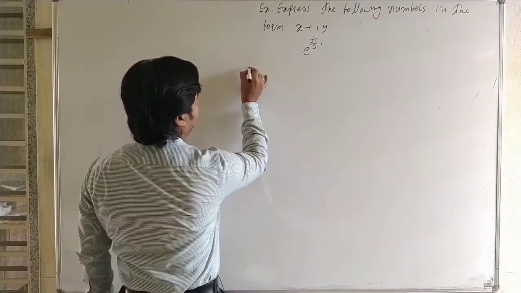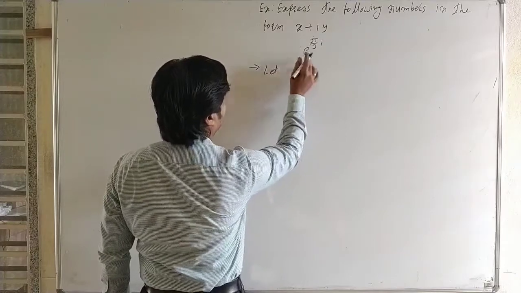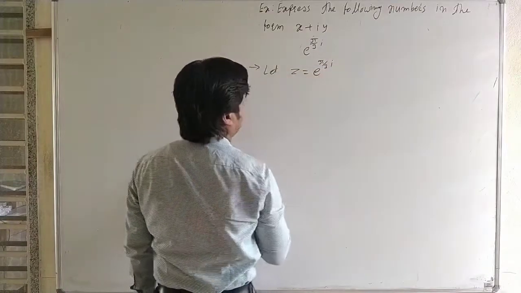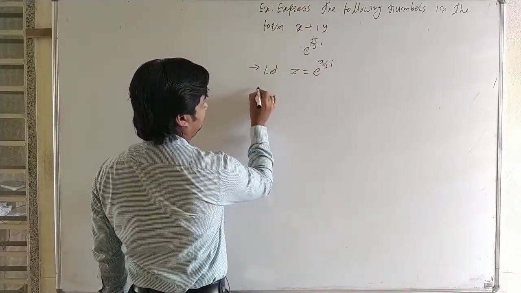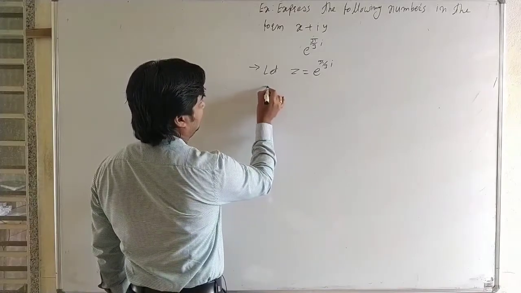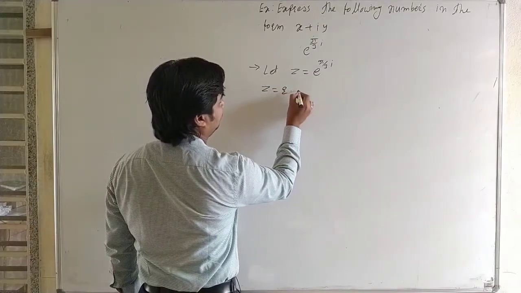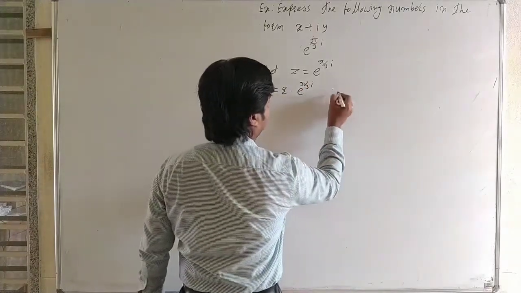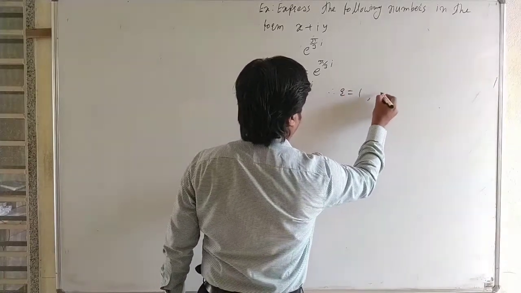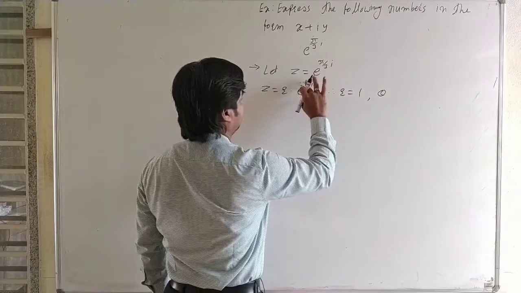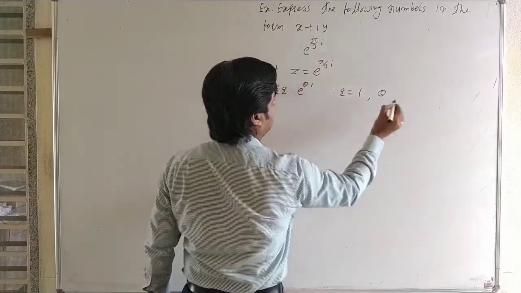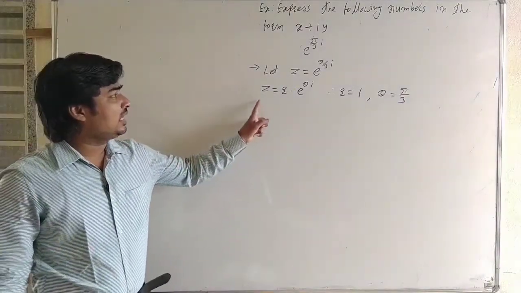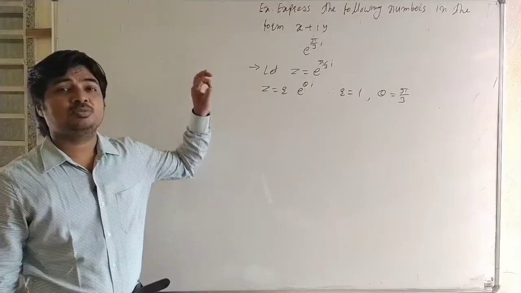Here given complex number, therefore let z is equal to e to the power pi by 3i. The complex number is in the form z is equal to r into e to the power i theta. Therefore we can write r is equal to 1 and theta is equal to pi by 3. But this exponential form can be written in the form of x plus yi.